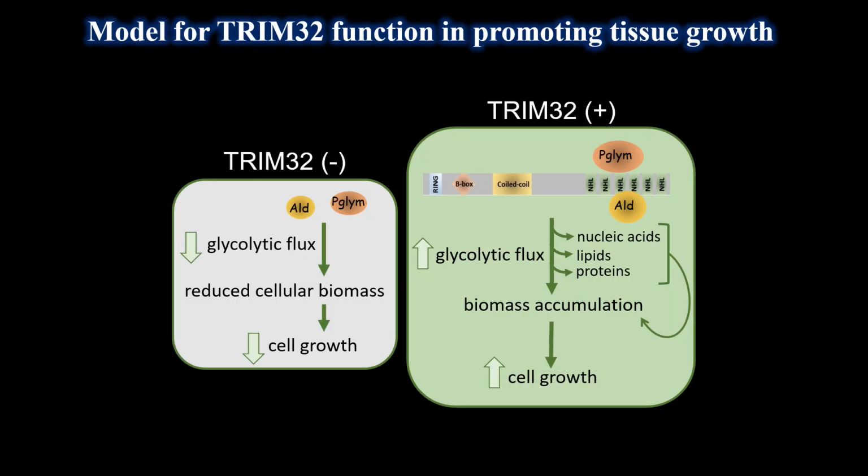Our current working model is, in the presence of TRIM32, glycolytic enzymes such as PGLM and aldolase bind to the NHL repeats and in turn increase the glycolytic flux, which provides intermediates which are required for the production of nucleic acids, lipids, and proteins, which in turn is important for the biomass accumulation and helps in the growth of the tissue. However, in the absence of TRIM32, there is no binding of the glycolytic enzymes. There is a reduction in the glycolytic flux, which in turn reduces the cellular biomass and which has an effect on the cell growth.